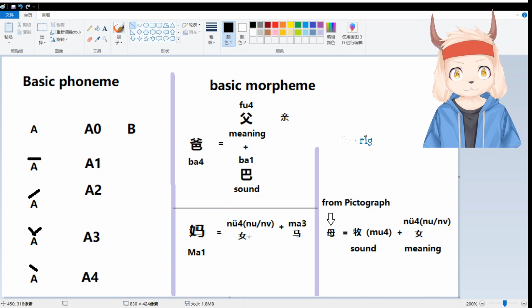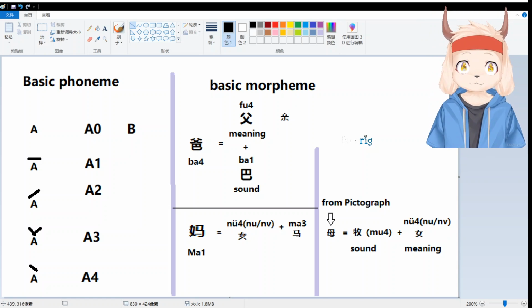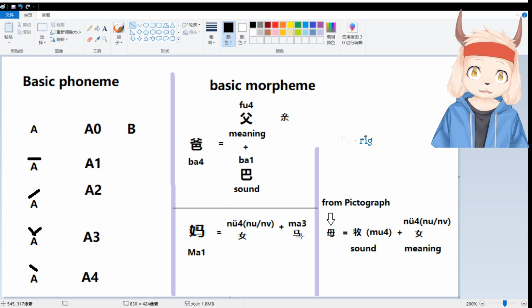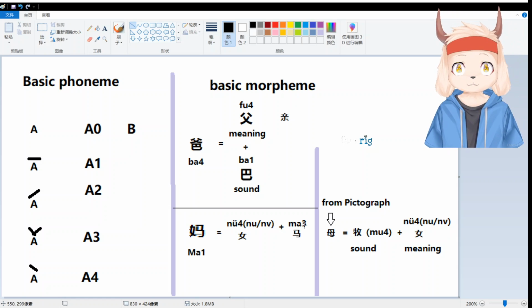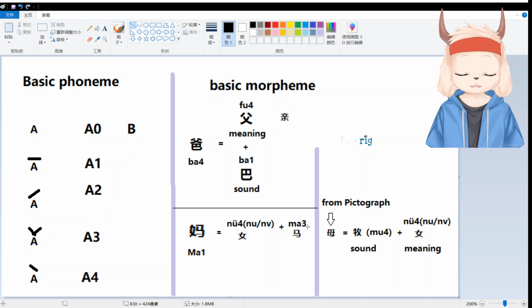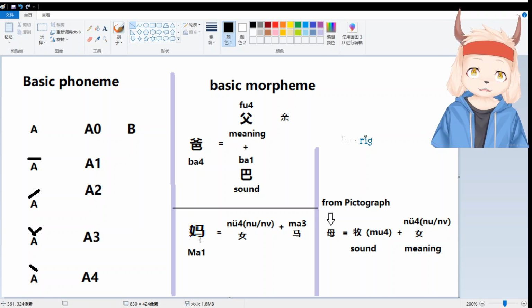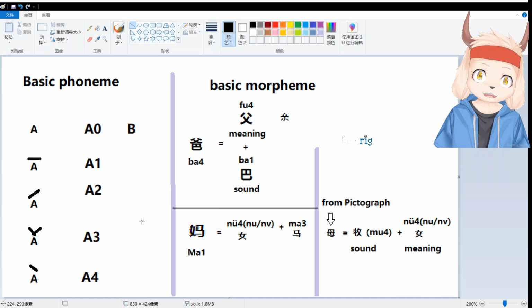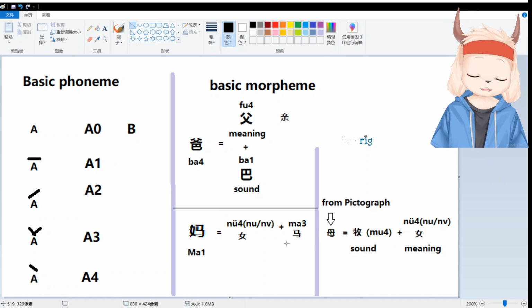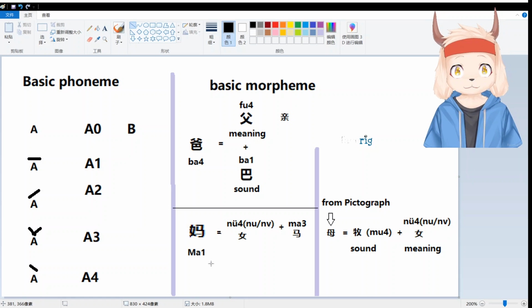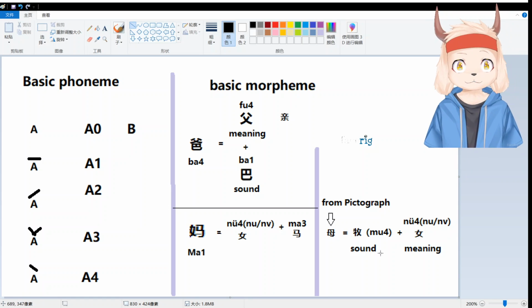This word also has two indicators as well. This is the indicator for female, and this is the indicator for sound, ma. This word also means horse, so that's why there are some jokes on the internet about how in Chinese the word for mother and the word for horse is the same, which they are not, because they have different tones, which makes them different words.